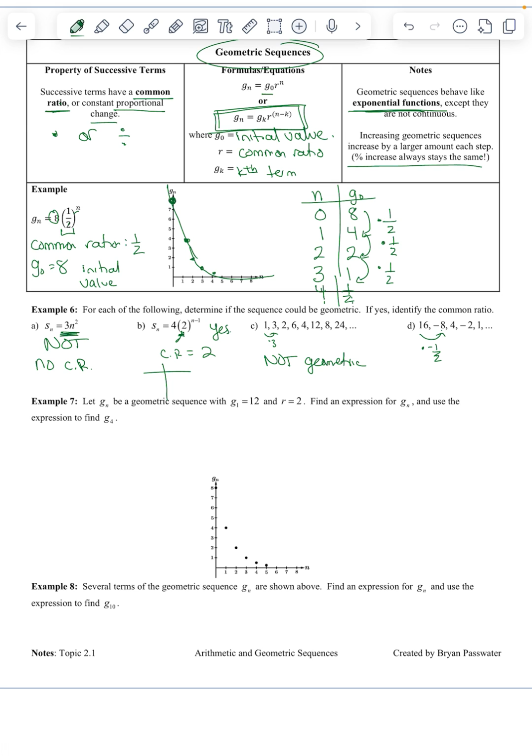To go from -8 to 4, we're multiplying by -1/2. To go from 4 to -2, we're multiplying by -1/2. So yes, and what is the common ratio? -1/2.